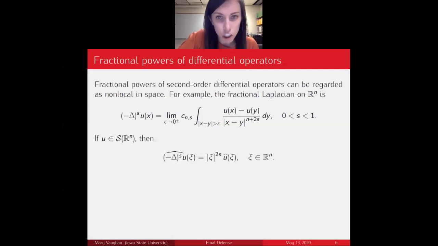For Schwartz class functions, this formula satisfies the Fourier transform property that the Fourier transform of the fractional Laplacian corresponds to the absolute value of ξ to the 2s. And so again, if I take s going to 1, this is exactly the Fourier transform of the usual Laplacian, which gives the name fractional Laplacian. And as s goes to 0, we again recover the Fourier transform of u.